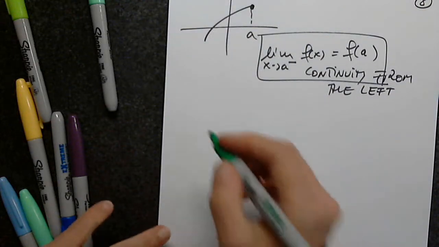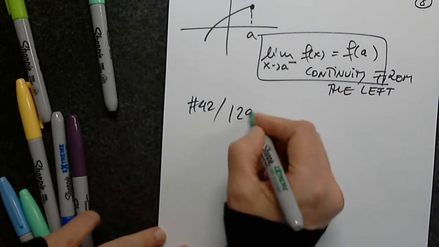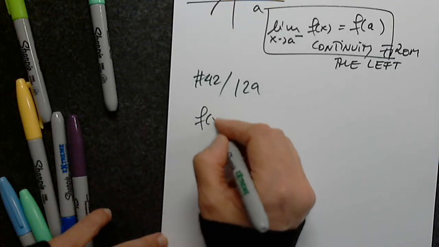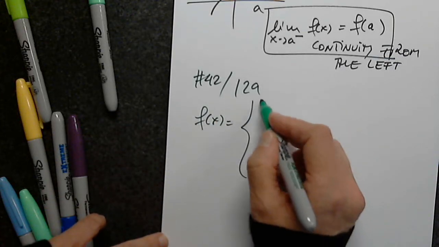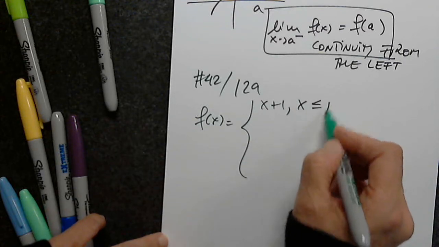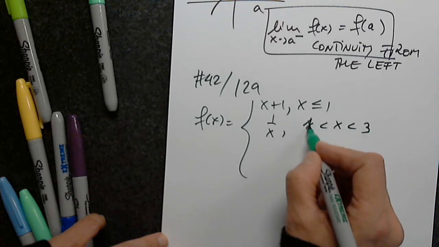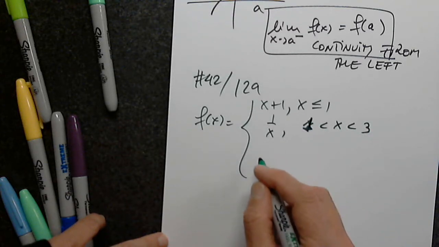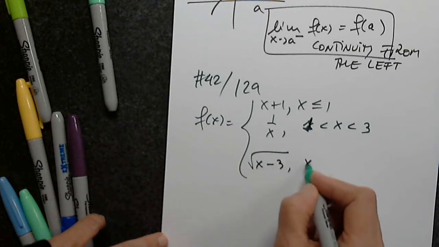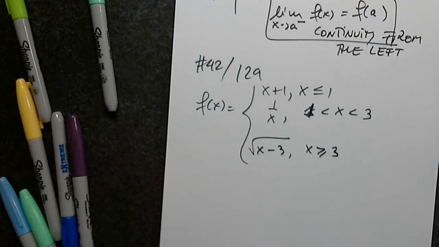So let's look at 42 on page 129. And that is f of x. It has three branches. It's a piecewise defined function. We're asked to graph this function and then answer a few questions. Ready?